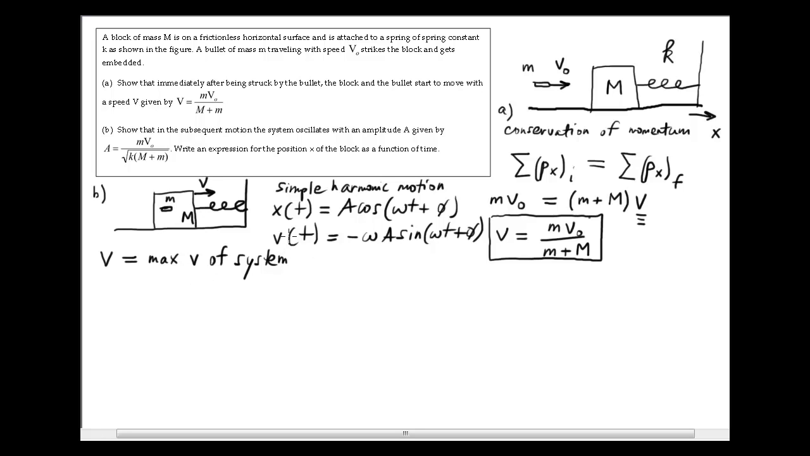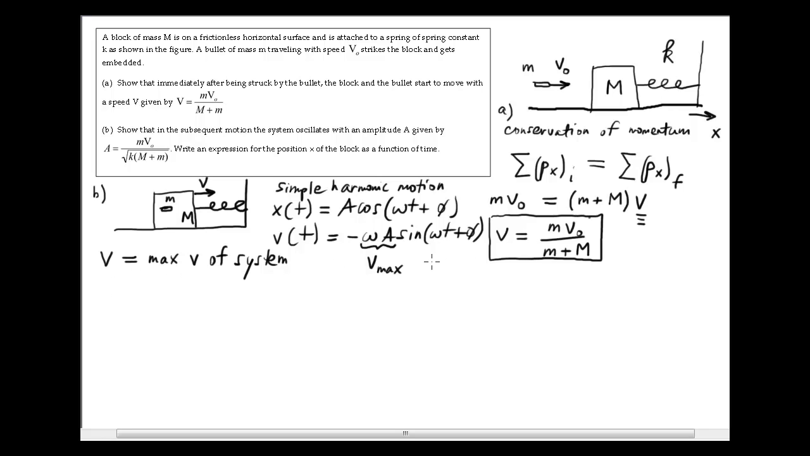Now compare this to the general expression for v of t, and this term out in front is nothing more than the maximum v, the maximum speed. Sine function goes back and forth from 1 to minus 1. It never gets any larger or smaller than 1 or minus 1, so that the maximum value that v can have is omega times A, right? So this v, the maximum v of the system, is equal to omega times A, and that will allow us to solve for the amplitude A.